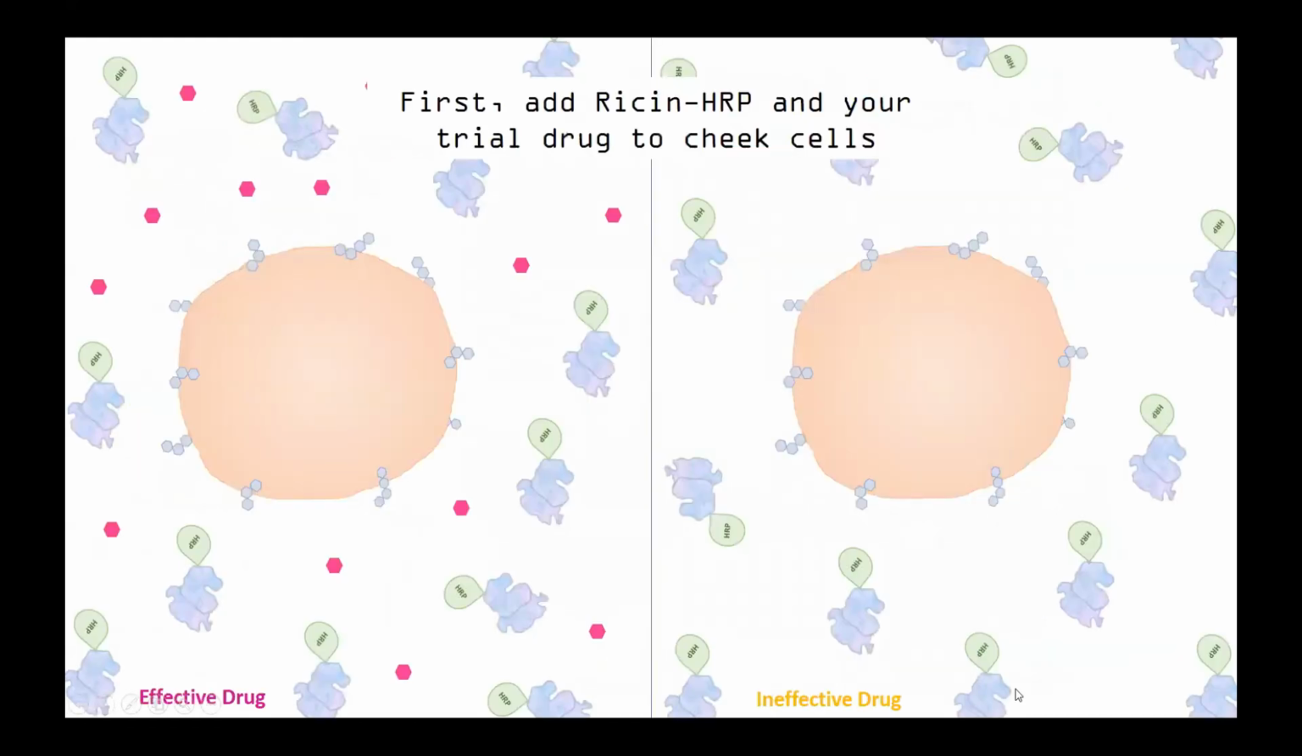So let's look at 2 different scenarios. On the left, we'll be looking at what happens if we have an effective drug, and on the right, an ineffective drug. So again, you'll be given 2 drugs to test in lab, and you'll be determining which is the most effective. So first, we'll add our ricin HRP and our trial drug to the cheek cells. So you can see our ricin HRP. Here's our trial drug on the effective side. We'll add our ineffective drug on the ineffective side.